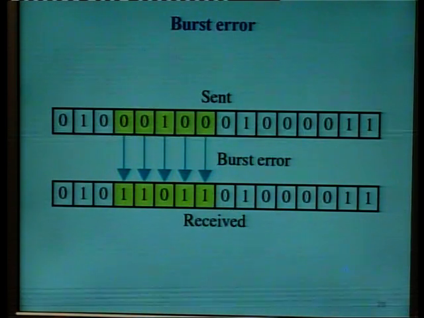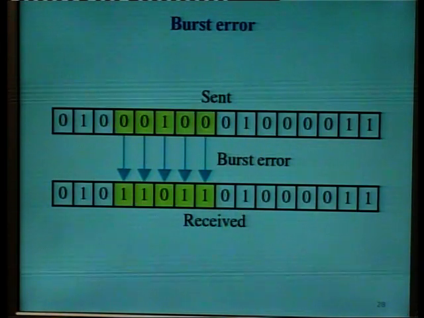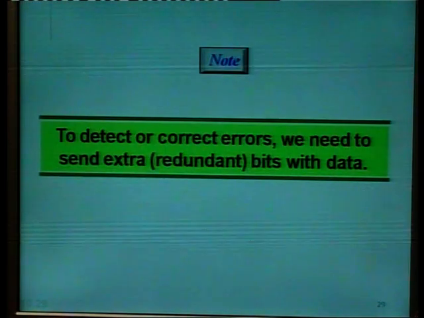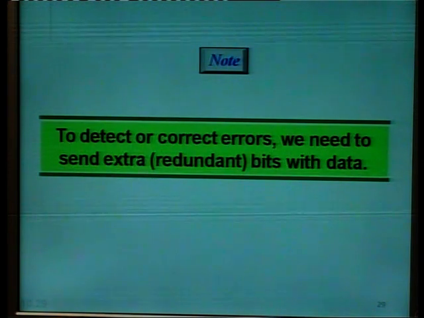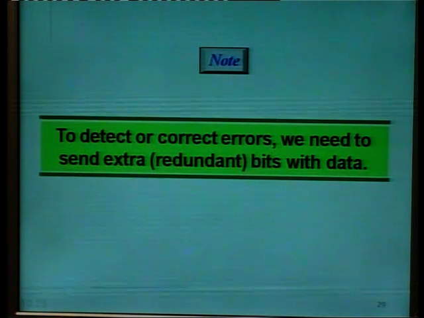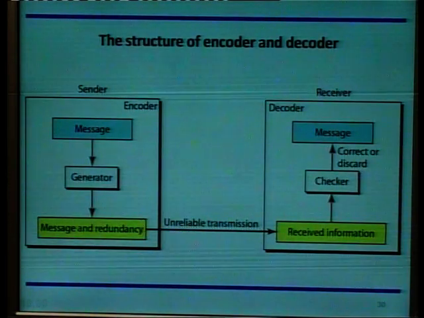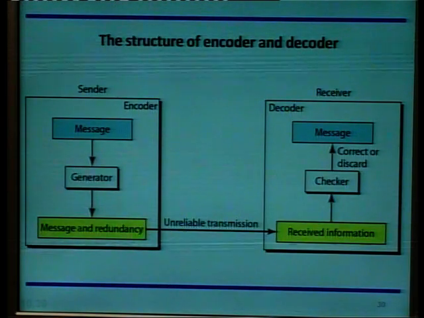So if more than 2 bits are changed at consecutive locations, it is called a burst error. To detect or correct errors, there is a need to send extra bits with the data. These extra bits are called redundant bits. The structure of the encoder and decoder in the case of error detection will be like this.